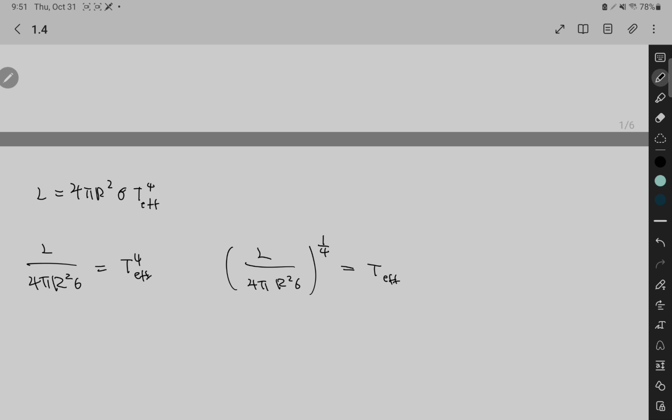So if you're curious, you can go to Google and search up the luminosity of the Sun and then the radius of the Sun, then substitute them into this formula, and you can get the effective temperature to be the same as the temperature at the surface of the Sun if you were to Google it, right?